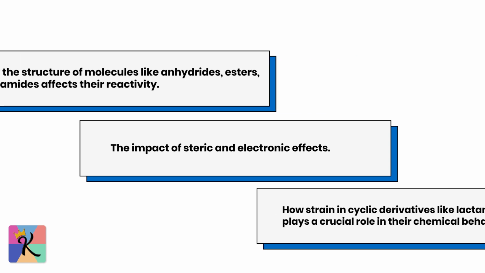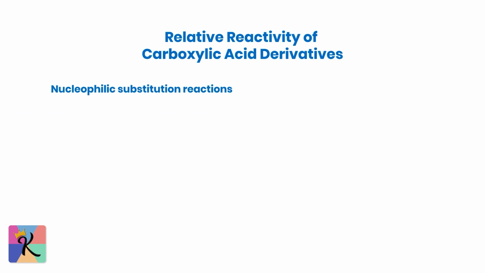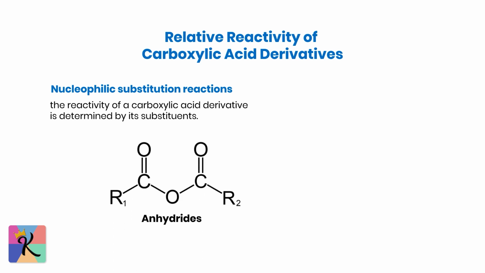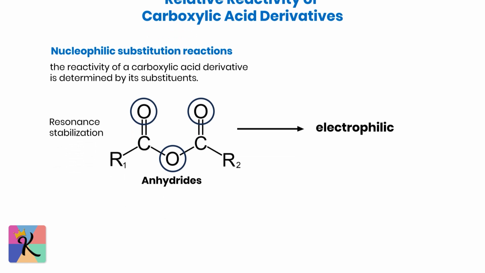So, let's get started. When we talk about nucleophilic substitution reactions, the reactivity of a carboxylic acid derivative is determined by its substituents. Here's how it works. Anhydrides are the most reactive. Their resonance stabilization and the presence of 3 electron-withdrawing oxygen atoms make them highly electrophilic.